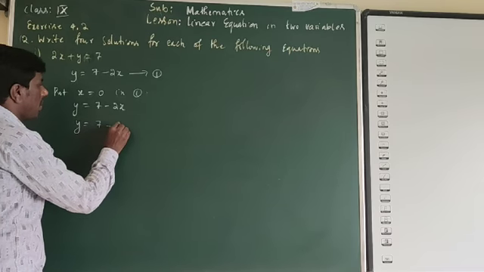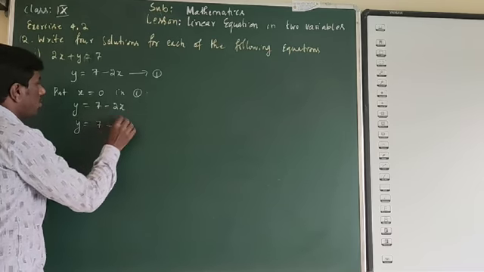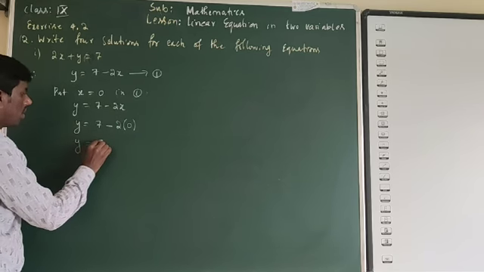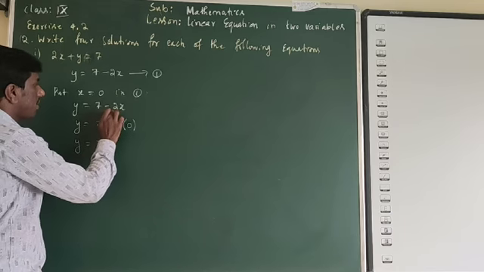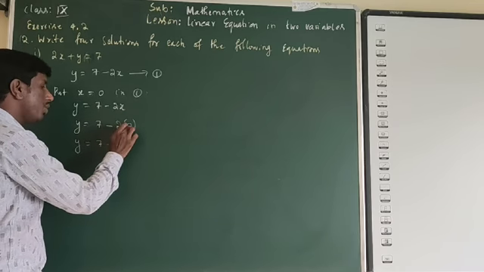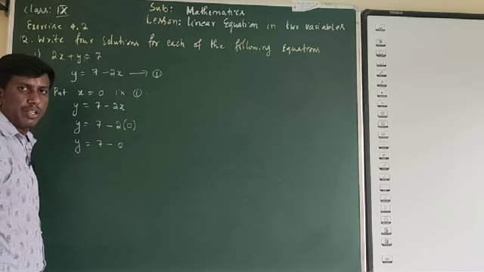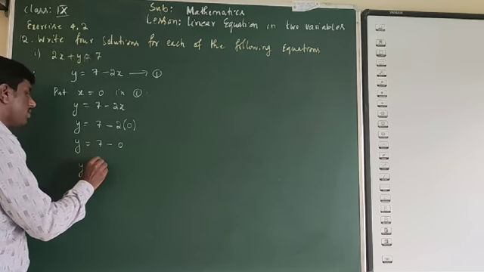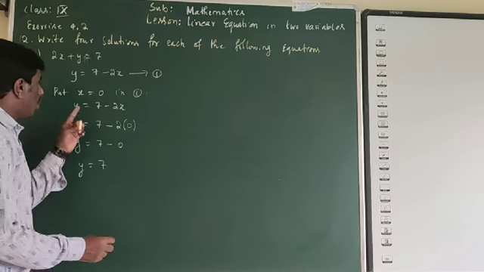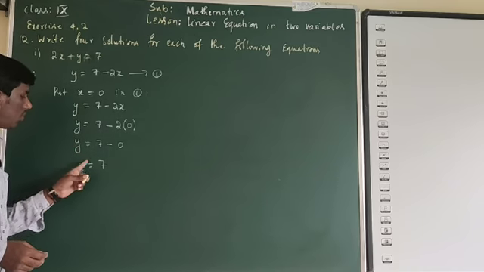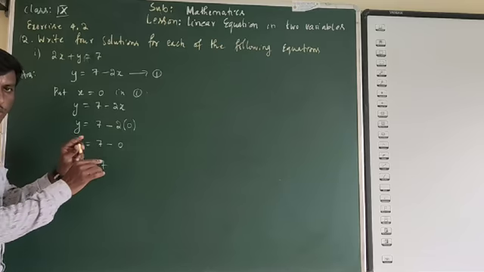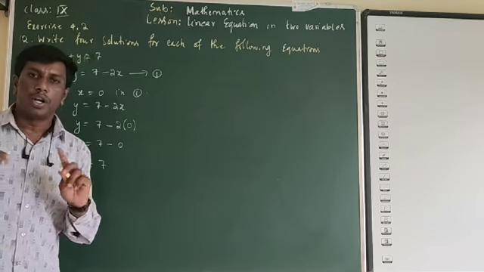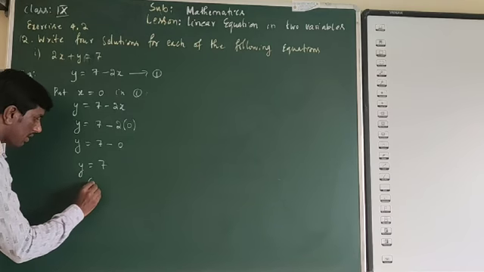7 minus 2x, with x is equal to 0, I need to substitute that. Correct? Then what is the simplification? y is equal to 7 minus 2x, 2 into 0. 2 into 0 will become 0. Correct? Anything multiplied with 0 will become 0 only. y is equal to 7 minus 0 is 7 only. So if I replace x is equal to 0, I am getting y is equal to 7. So the combination of x and y values will become the solution. How to write the solution? In terms of an ordered pair.